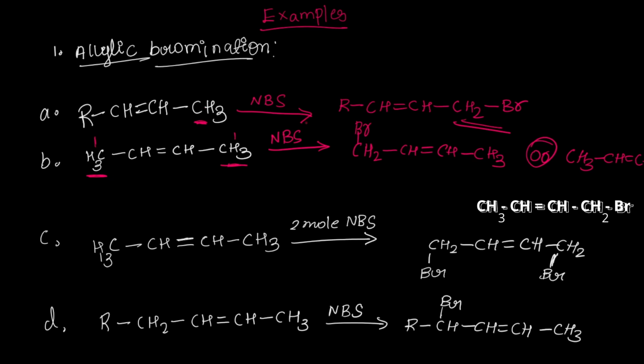But now here, since there's a mention of only one equivalent, we can get a product as this one or these two. And similarly, if 2 moles of NBS is given for the same structure, you can see there's a bromination taking place at both the positions simultaneously, since there's 2 moles of NBS. Now let's look at another example which I have written here.